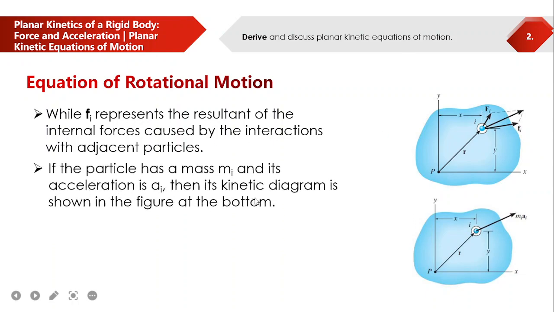So if the particle has a mass m sub i and its acceleration is a sub i, then its kinetic diagram is shown in the figure at the bottom. Okay, so this is your kinetic diagram. That will be your m times a sub i.